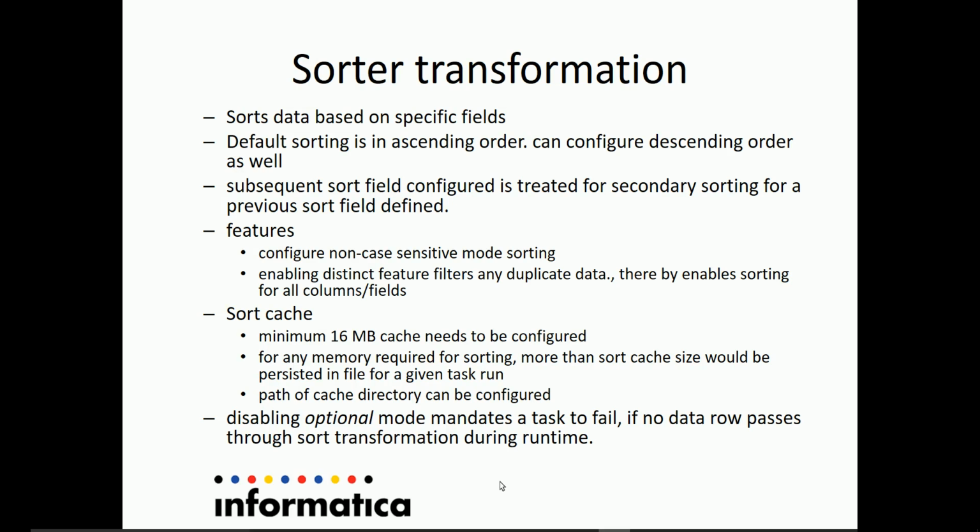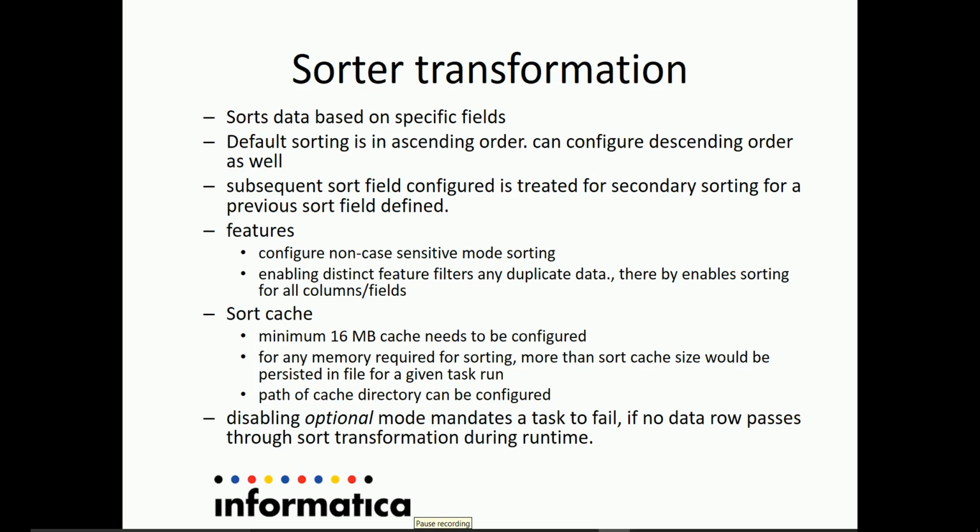Sorter transformation also uses sort cache. The minimum required sort cache is 16 MB. The user can configure a sort cache larger than this, but it is always recommended to configure a sort cache which is less than the available physical memory. If for any reason during runtime the required sort cache exceeds what has been configured, then the data is persisted into a file in a cache directory. The user can also configure the cache directory path in Sorter transformation.